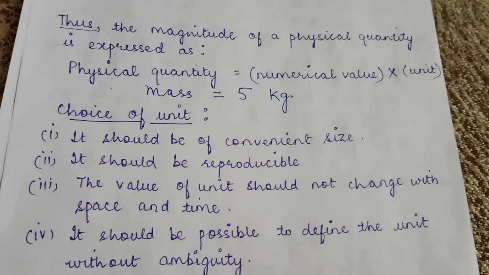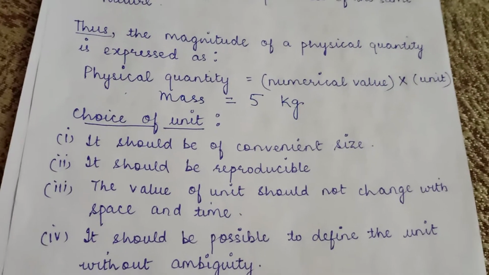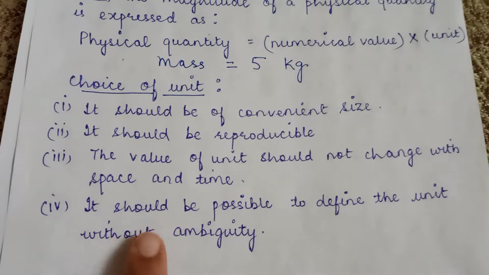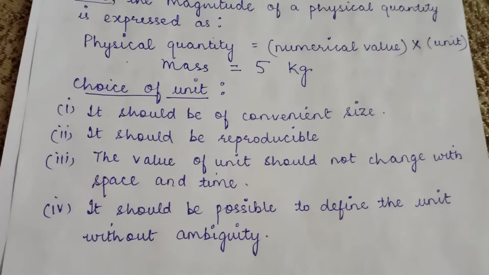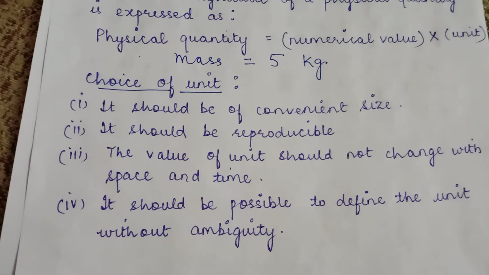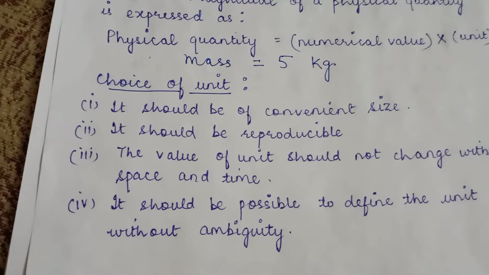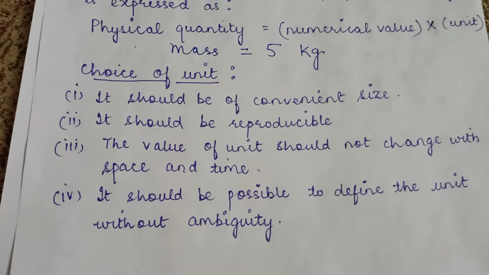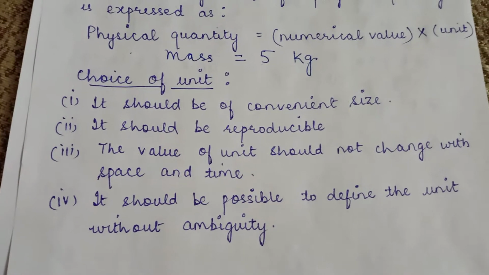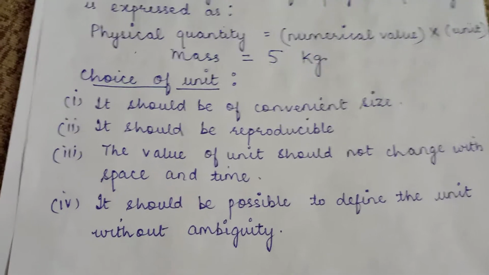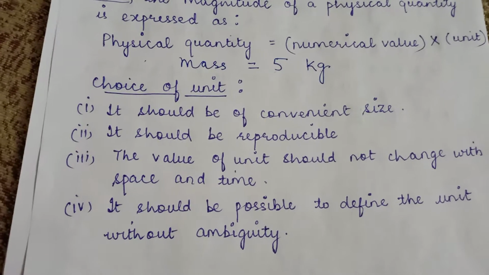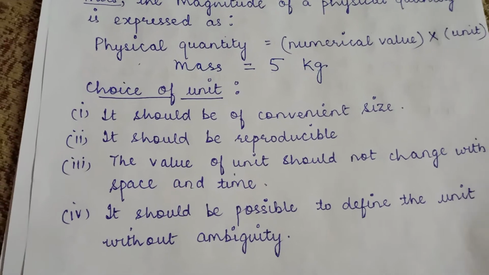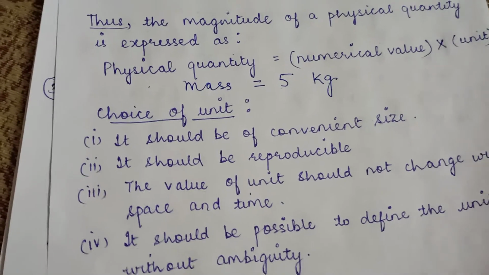It doesn't, the space and time doesn't affect the value of unit. And the last requirement and the property is it should be possible to define the unit without ambiguity. Here the ambiguity means uncertainty. There should not be any kind of doubt in defining the unit of a physical quantity. So these are the properties of the unit which are required.